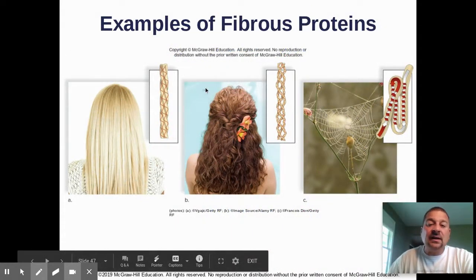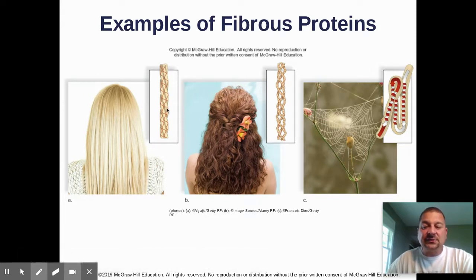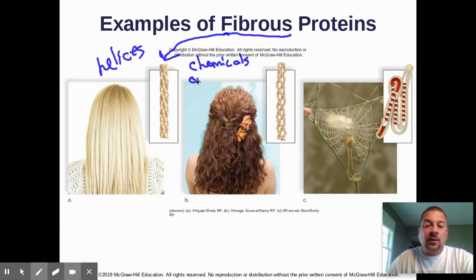Again, some more visuals of how proteins can actually affect structure. A lot of fibrous proteins, for example, the keratin in hair, is mostly helices. It's all helices, and it's just helices, helices, helices. But we can actually use chemicals like a perm or heat. If you use a curling iron or a straightening iron, you can actually change some of those bonding patterns between the amino acids, between the polypeptides, to make your hair straight or curly.